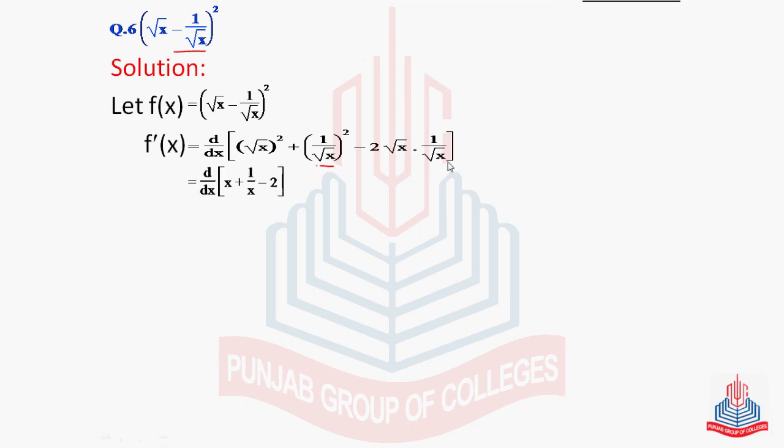Still we didn't apply differentiation here. Square root x whole square will be x. This will be 1 over x minus this, and square root x will be cancelled out. So we have x plus 1 over x minus 2. This can be written as d by dx of x plus x raised to the power minus 1 minus 2. Now this is a simplified version of the given question. We apply derivative on this term.